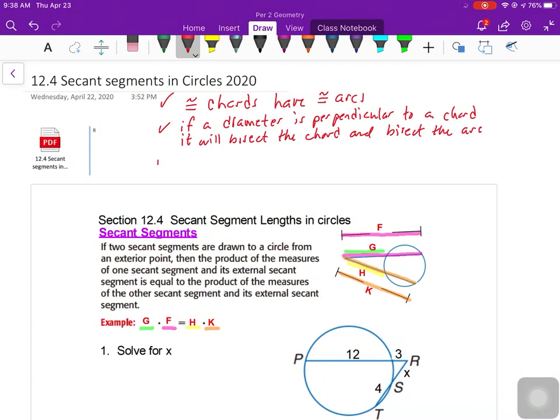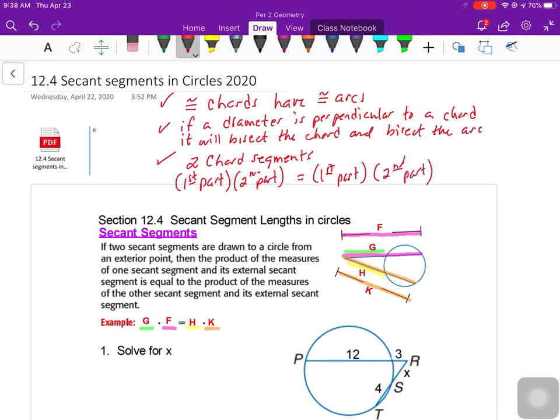And the last thing that we learned was when we have two chord segments that cross inside of a circle, then the pattern we follow is first part of the one chord times the second part of that same chord will equal the first part of the other chord times the second part of that other chord.